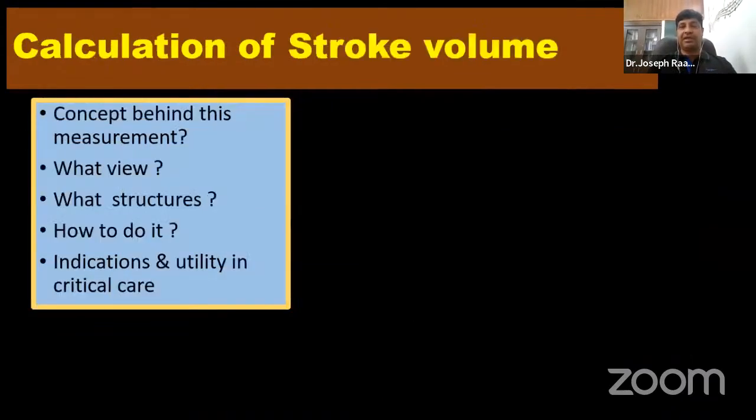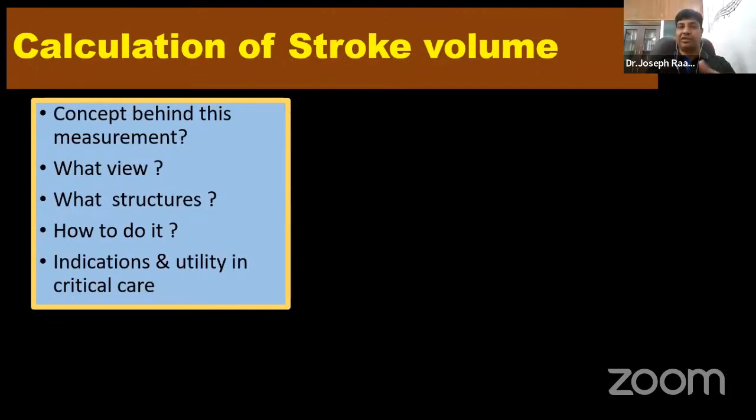Then comes the last part of the session, the calculation of the stroke volume. This may not be very helpful in the perioperative period, unless the patient becomes very sick in the postoperative period, but it is very helpful in the ICU. We need to know the stroke volume of the left ventricle to know whether the patient is fluid responsive or not. That's the main idea.